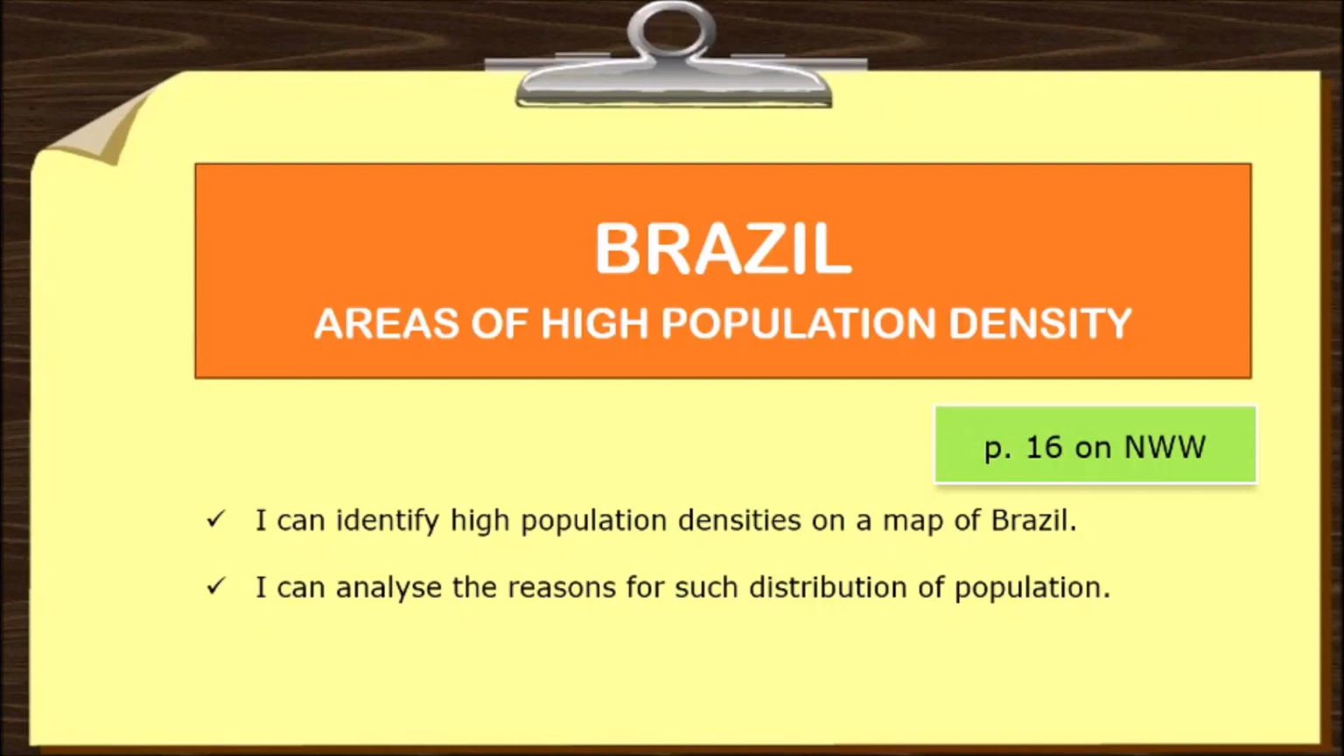Hello, everybody. We're going to talk about Brazil and the areas of high population density. The aim of this lesson is to identify high population densities on a map of Brazil and to analyze the reasons for such a distribution. So, let's start. What do you know about Brazil?